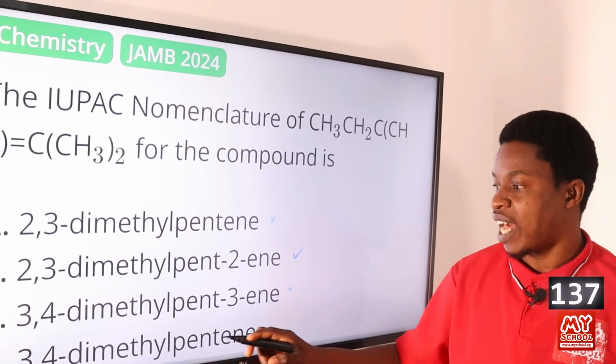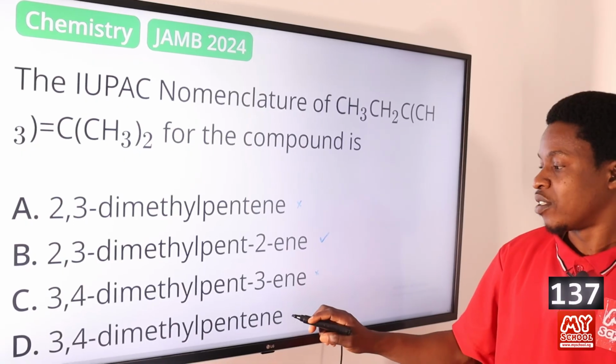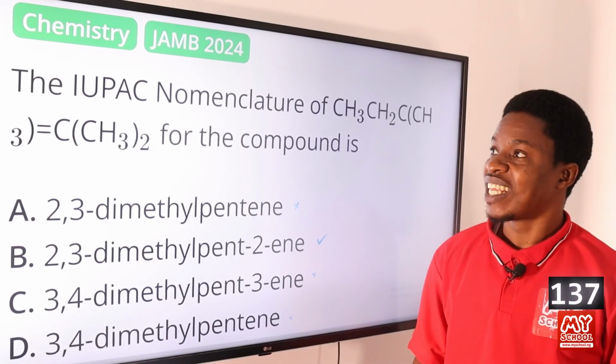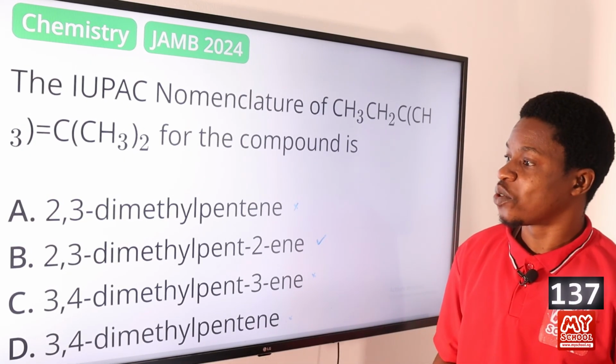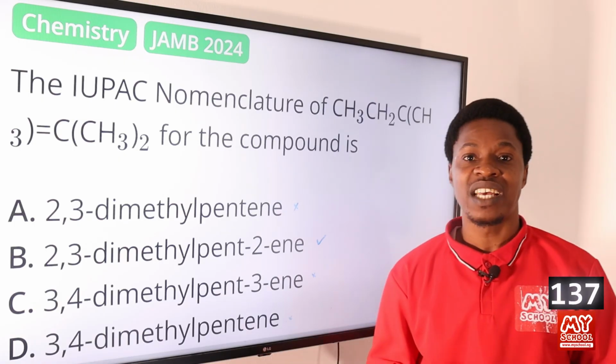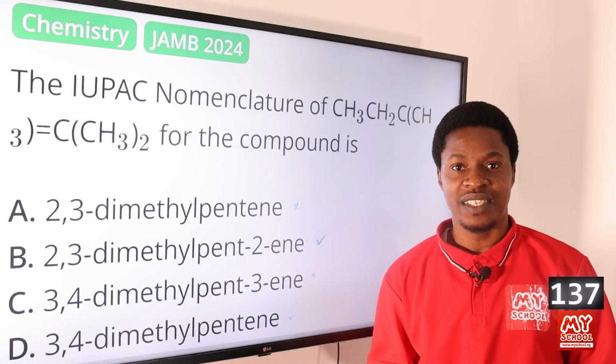Option D says 3,4-dimethyl pentene. So this also is not correct. So the correct name for this is 2,3-dimethyl pent-2-ene. So the correct answer is option B.